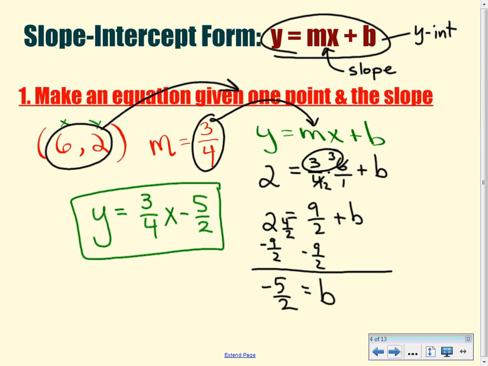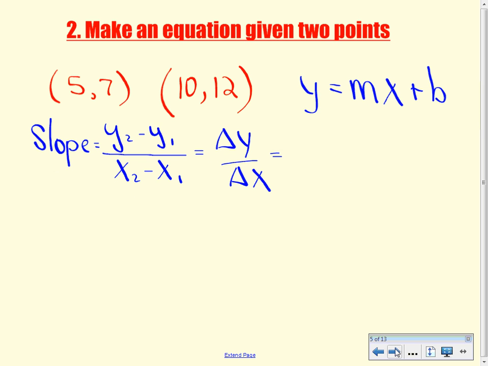All right. If we're given 2 points and not given the slope, well, remember slope is rise over run, or the change in y's. Little triangles are pronounced delta: delta y, delta x. You could say change in y over change in x. So I see 12 minus 7 over 10 minus 5.